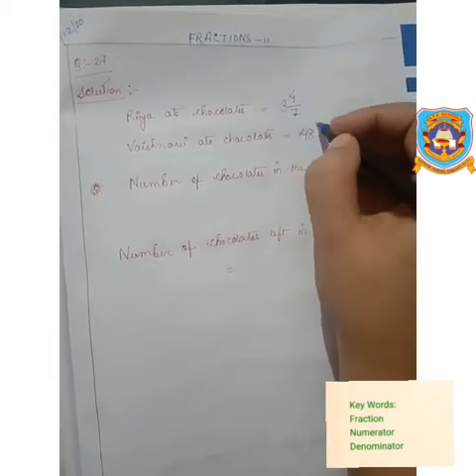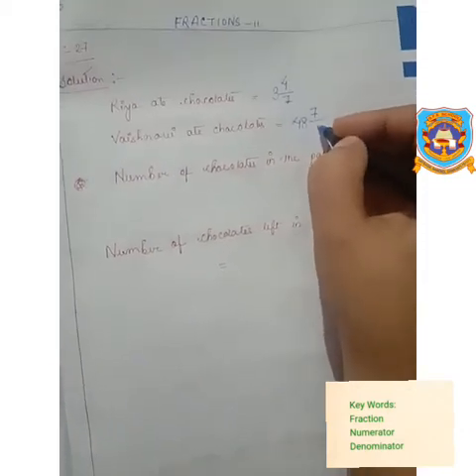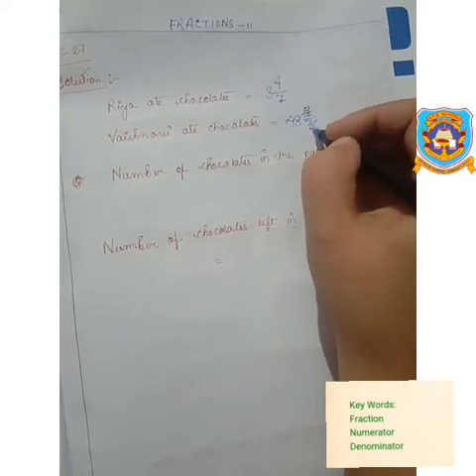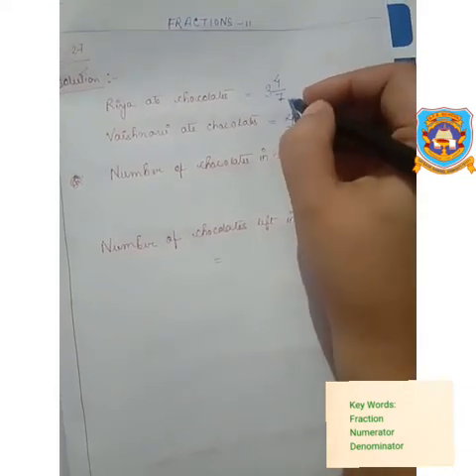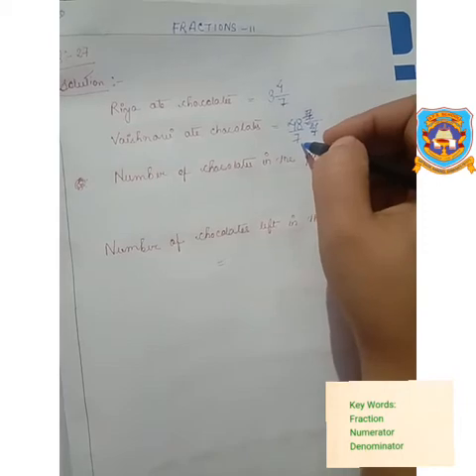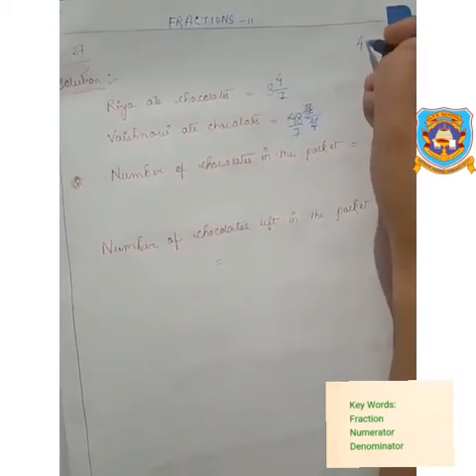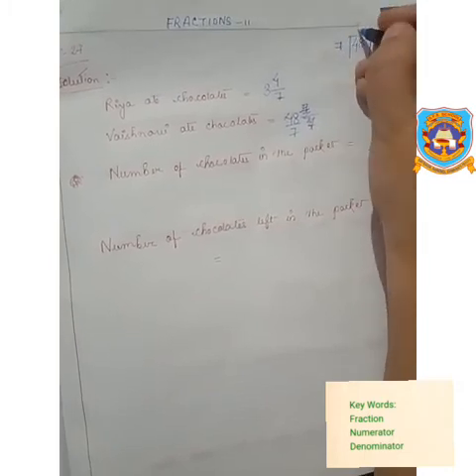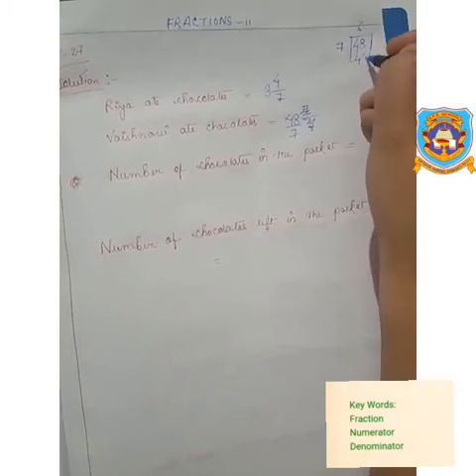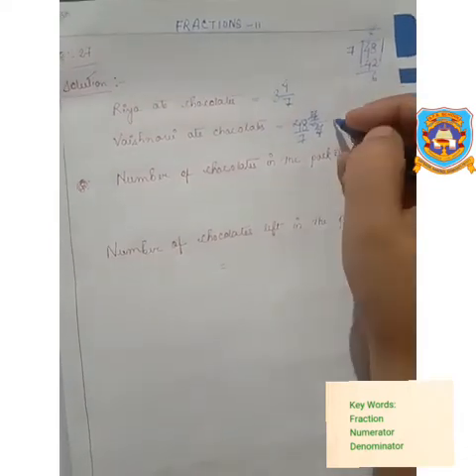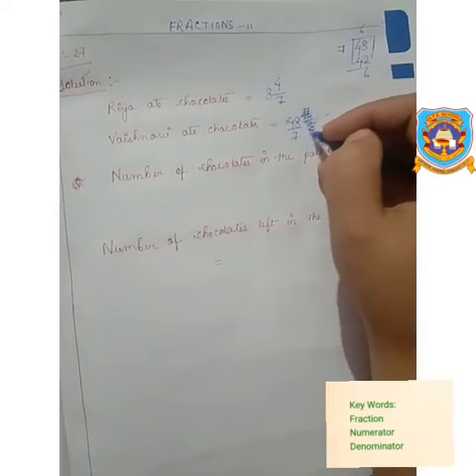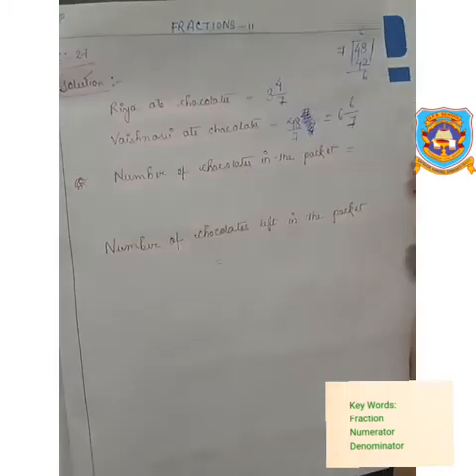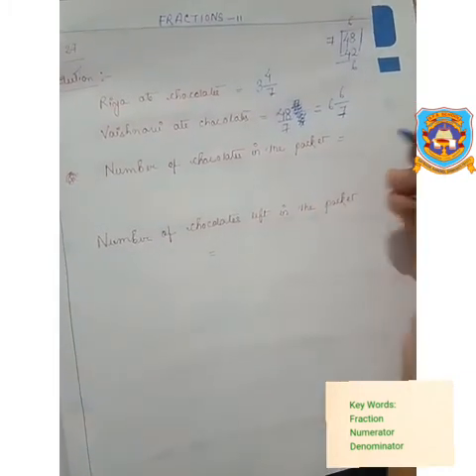48 by 7. So Ria's is given in mixed fraction, and this is given as an improper fraction. So the improper fraction you have to convert into a mixed fraction. So how will you do that? You divide the numbers. 7 into 6, 42. 42 is the closest number, but you'll get here 6. So the answer is 6 by 7.